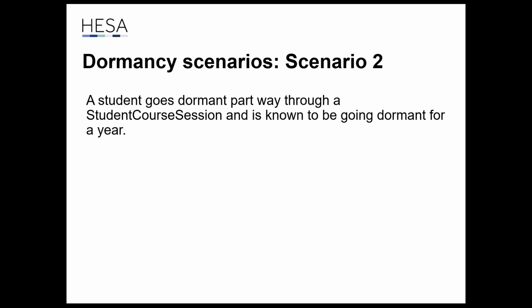Scenario 2 is similar because we've got a student that goes dormant partway through a student course session, but the difference with this one is that the provider knows that they're going to be dormant for at least the next year. So they know that that student is not going to undertake any more activity on this student course session, in which case they can close down that student course session saying that the student has moved to a dormant status. They don't need to keep it open because they know there's no more activity on that session.